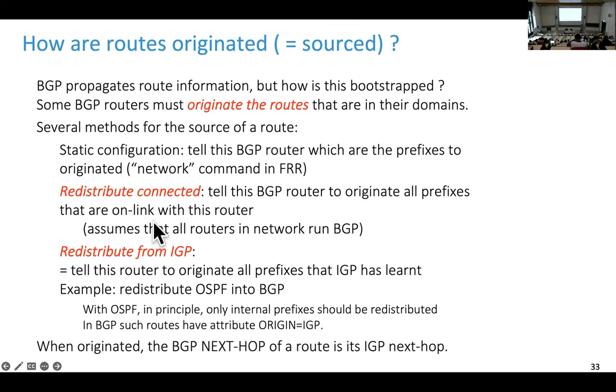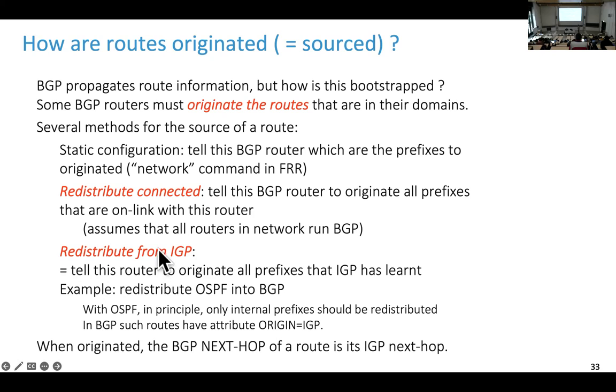But one thing that is done most of the time, and we will do in the labs, is called redistribute connected. It means that you configure this BGP router to originate all the routes that it is directly attached to, all the network prefixes that this router is directly attached to. The consequence is that you should assume all routers are BGP routers, and therefore you know every network prefix in your network. Another option is redistribute from IGP.